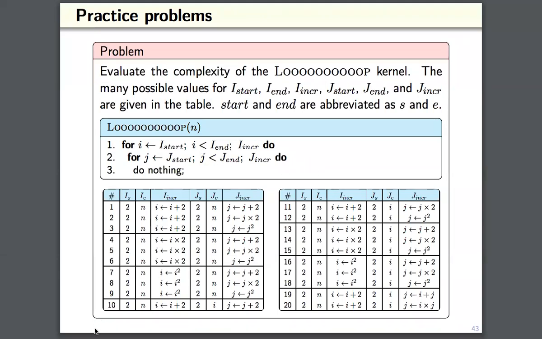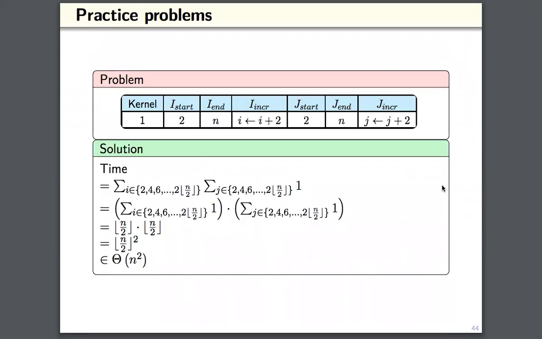And here are 20 different kernels given to you. See, 20 different kernels. What if i start is 2? What if i start is n? And i increment is this, j start, j end and j increment. This is one looping kernel. This is another looping kernel. So on, you have 20 looping kernels. So how do you solve this problem? Suppose our looping kernel is this, right? i starts from 2 to n, increments in additions of 2, right? j is equal to 2 to n, increment in additions of 2.